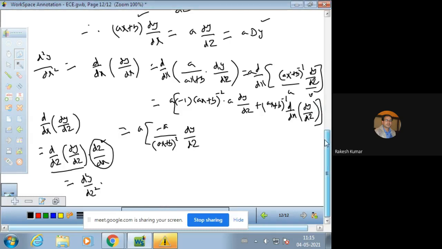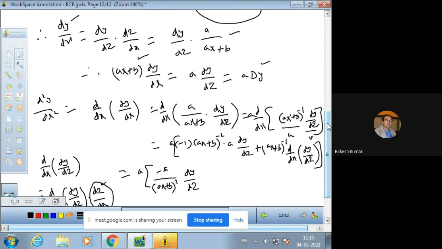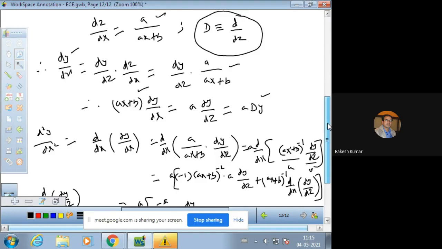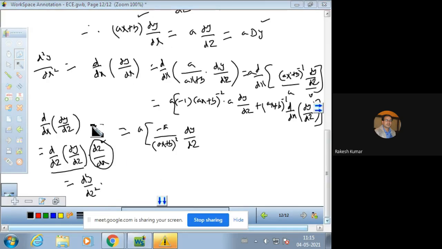So this is dz by dx, this one. So dz by dx is a over ax plus b. So substitute the value here, a over ax plus b. Now you can substitute the value here also.